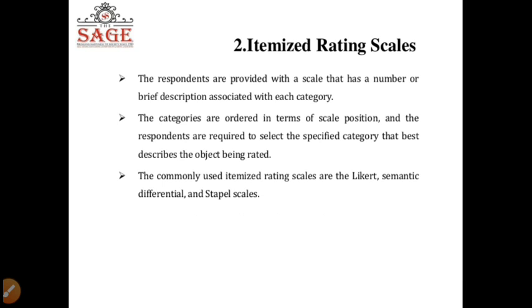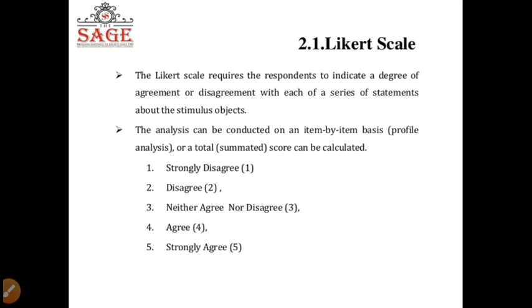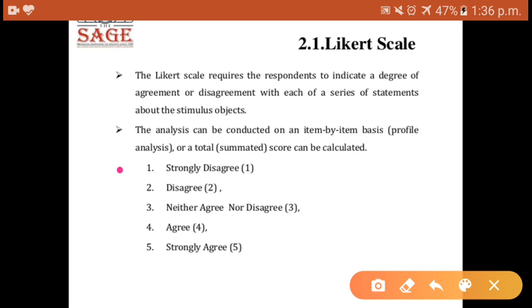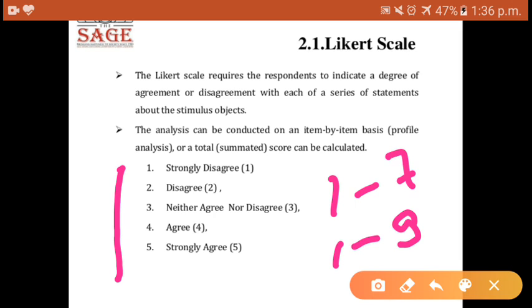Itemized rating scales are provided with a scale that has a number or brief description associated with each category. Likert scale, we already know what a Likert scale is. The numbers you can see range from 1 to 5, strongly disagree to strongly agree. It can also range from 1 to 7, and from 1 to 9, depending upon your research objective.